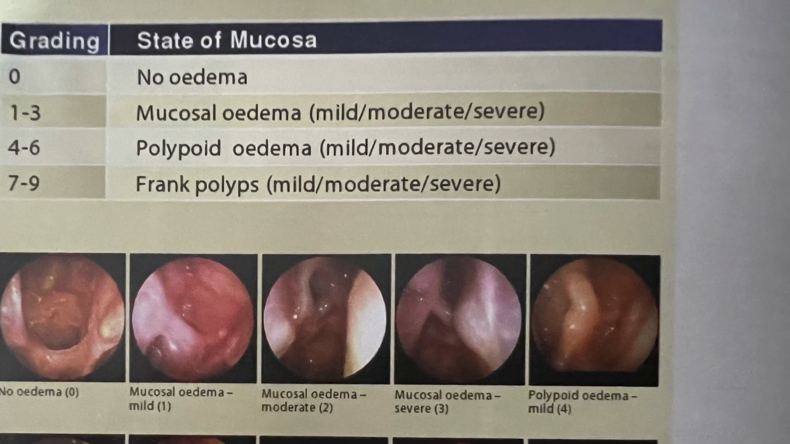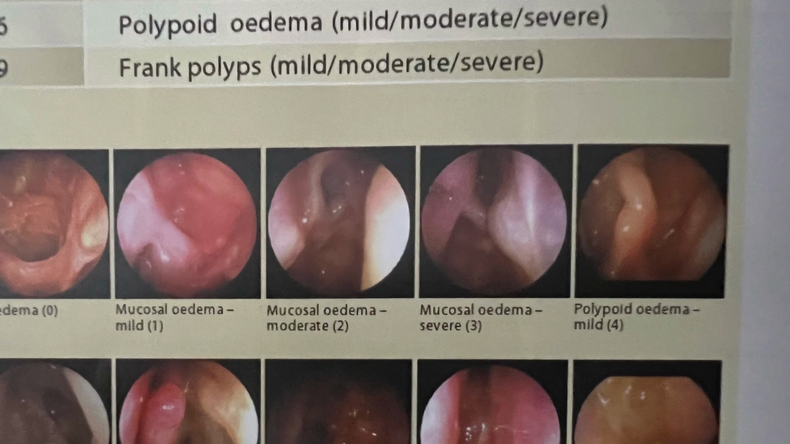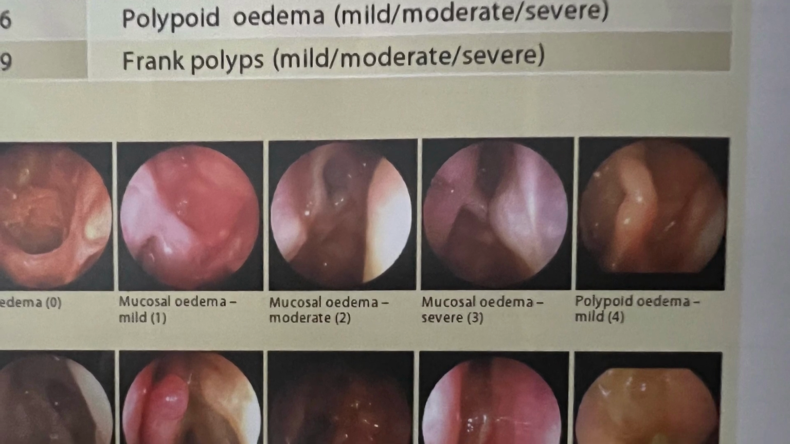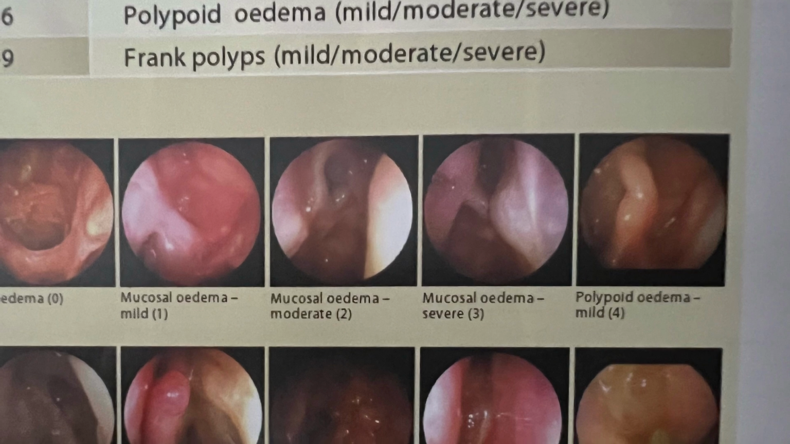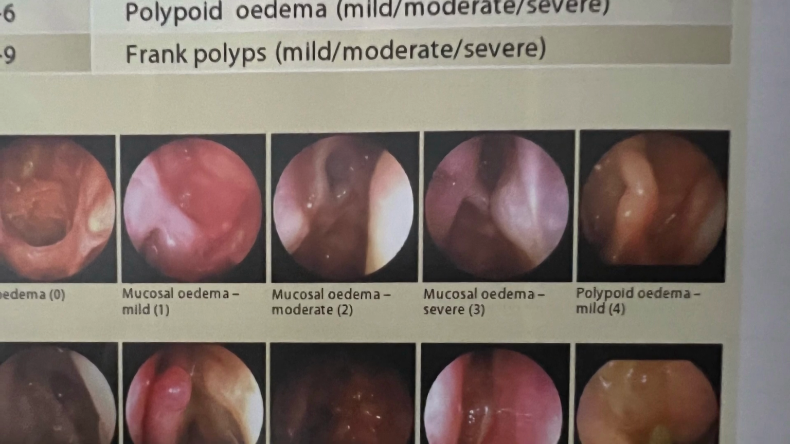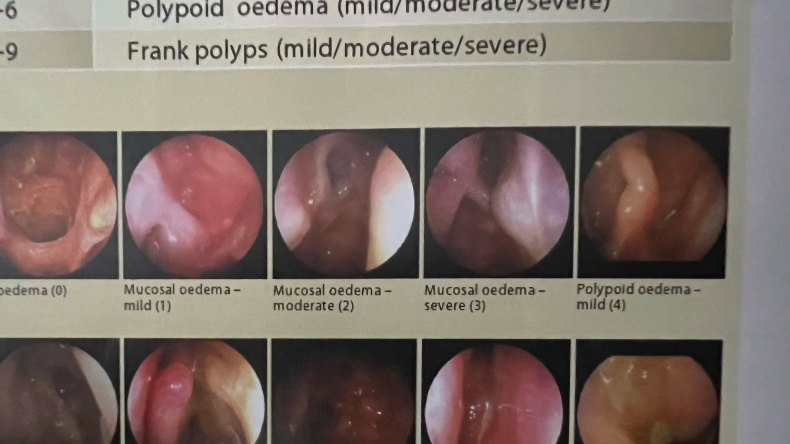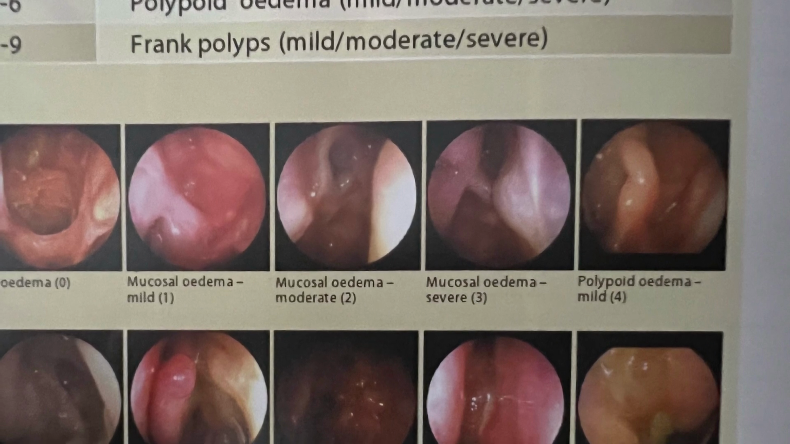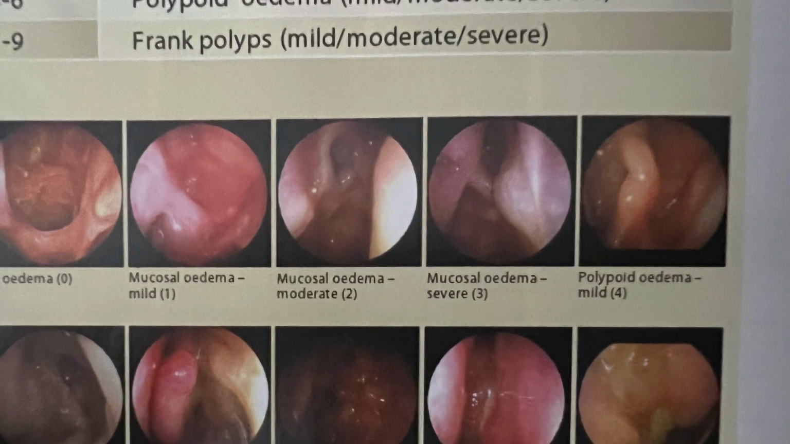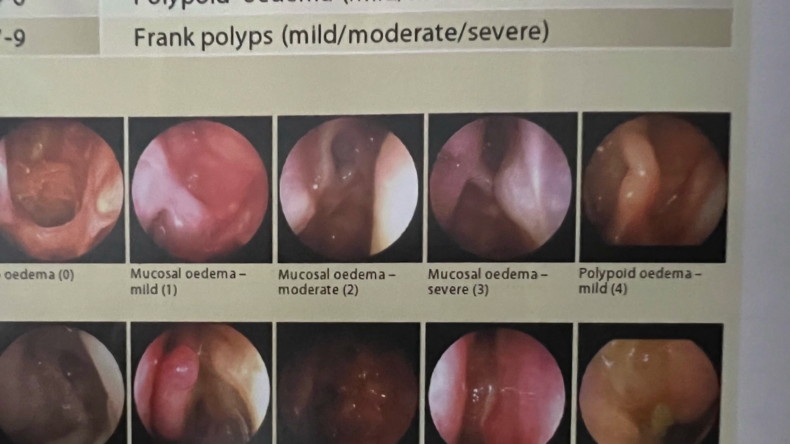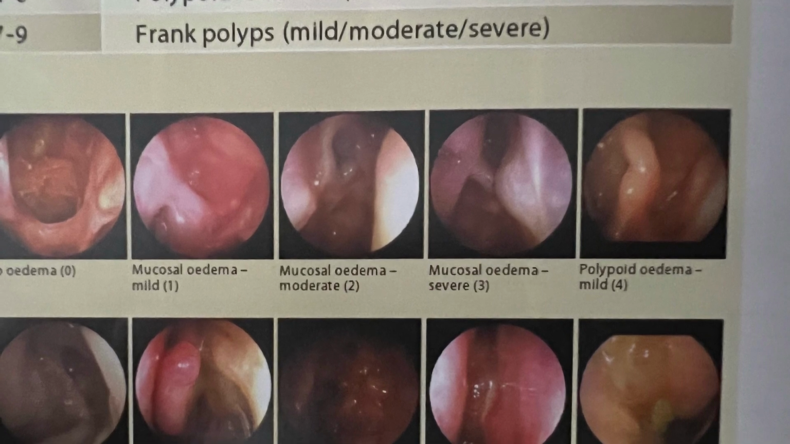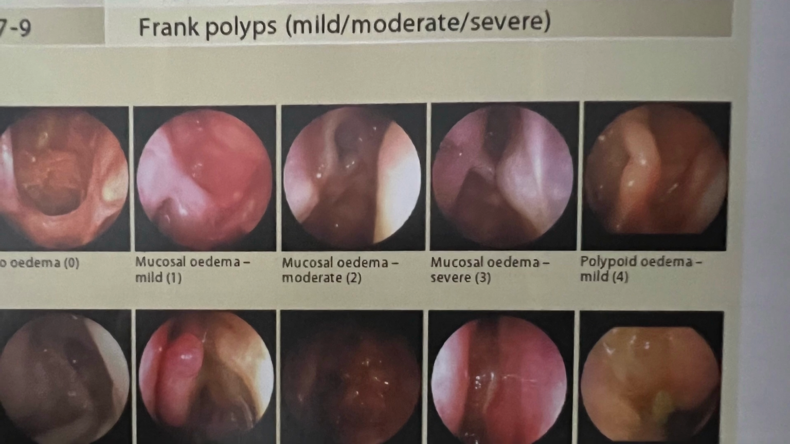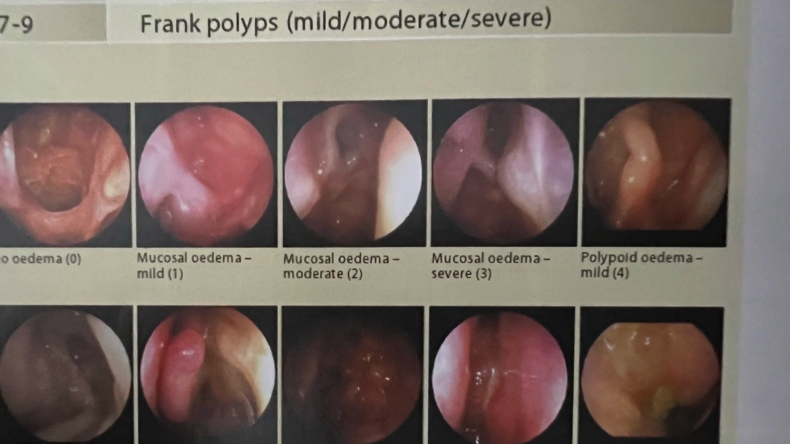0 means no edema, 1 to 3 is mucosal edema, 4 to 6 polypoid edema, and 7 to 9 is frank polyp. So on each side, depending on mucin and mucosal disease, there is a score of 50 on each side and the total score will be 100. So according to that you can grade, and it gives better grading for the post-operative monitoring of endoscopic sinus surgery by this Philpott-Jaber system.